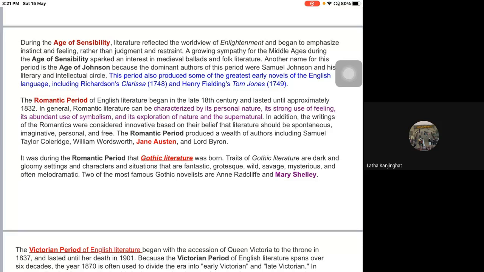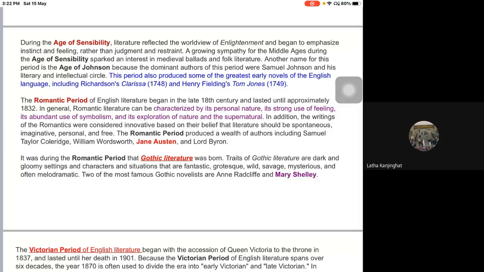So a growing sympathy for the Middle Ages during this age of sensibility sparked an interest in medieval ballads and folk literature. What was predominant during the Middle Ages, you know, people started looking towards that more and more.